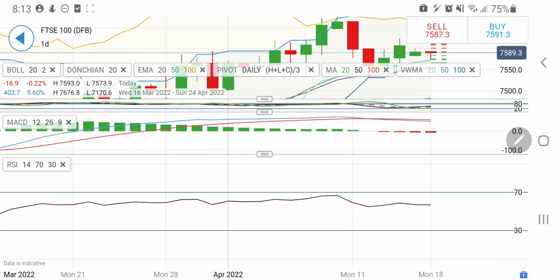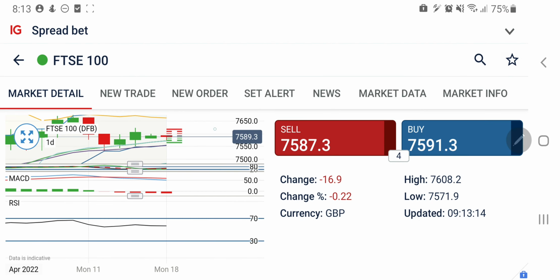These three levels I will be watchful of. On the downside, below 7560, 7550, 7540, these two levels, and then 7520 and 7500 will come into the picture. So take your positions accordingly. Now let's have a look at Germany 40.